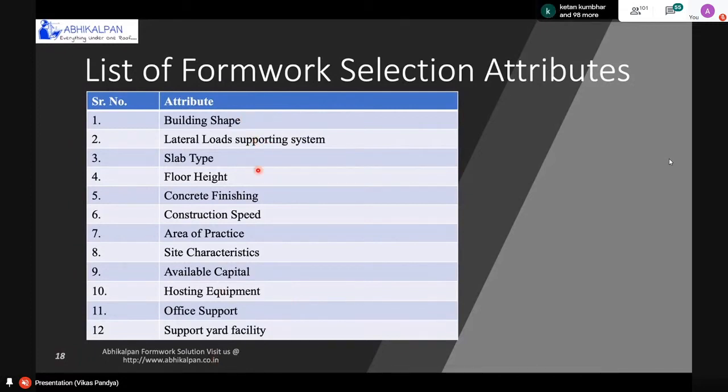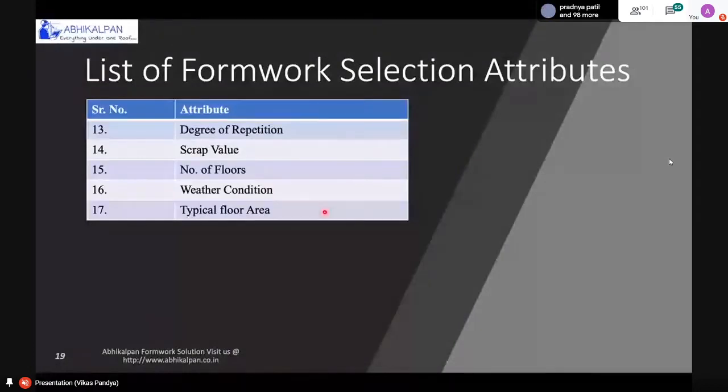You can just read out the slide, or I'll quickly read these attributes. The first attribute is building shape, then lateral load supporting system, slab type, floor height, concrete finishing, construction speed, area of practice, site characteristics, available capital, hoisting equipment, office support, support yard facilities, degree of repetition, scrap value, number of floors, weather condition, and typical floor area. So these are the 17 attributes which are most important for the selection of any formwork system.